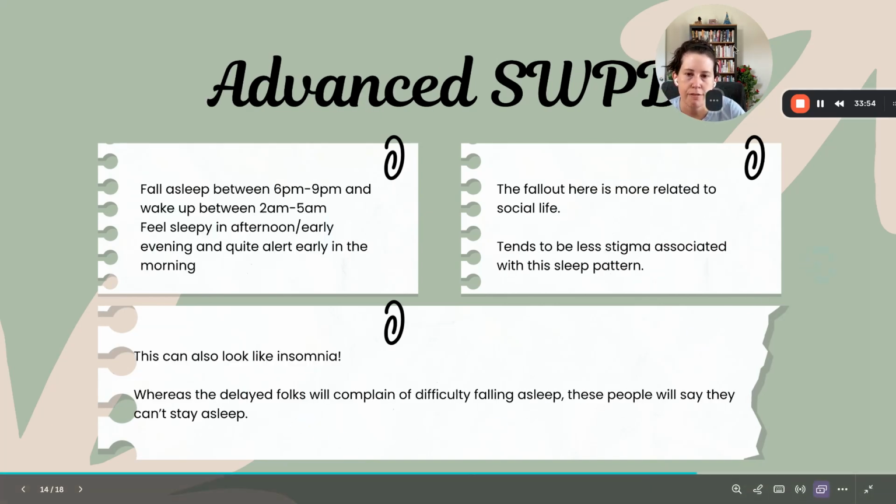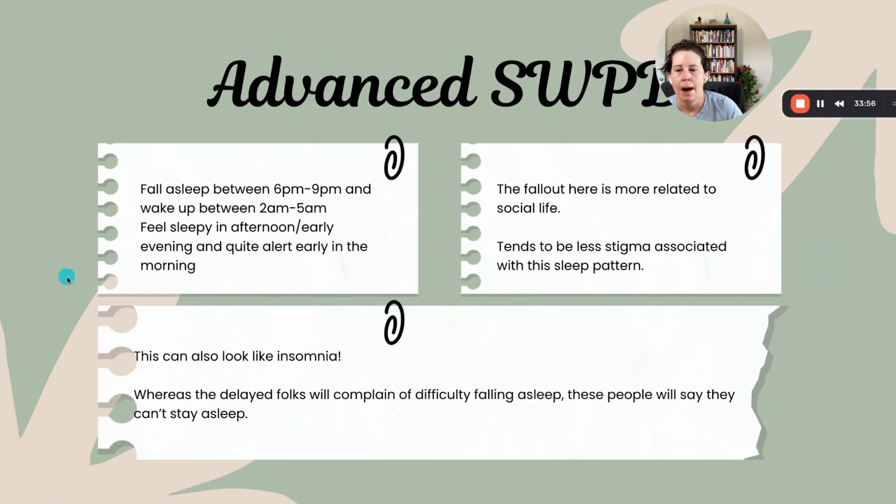All right, let's talk about advanced. So I don't see a lot of this in my practice, but I'll go ahead and talk about it. People with this are going to fall asleep quite early, 6 p.m. to 9 p.m., and then they're going to wake up easily between 2 a.m. and 5 a.m. So these people are going to feel very sleepy in the afternoon and the early evening, they're going to be at their sleepiest, and they're going to be quite alert early in the morning.